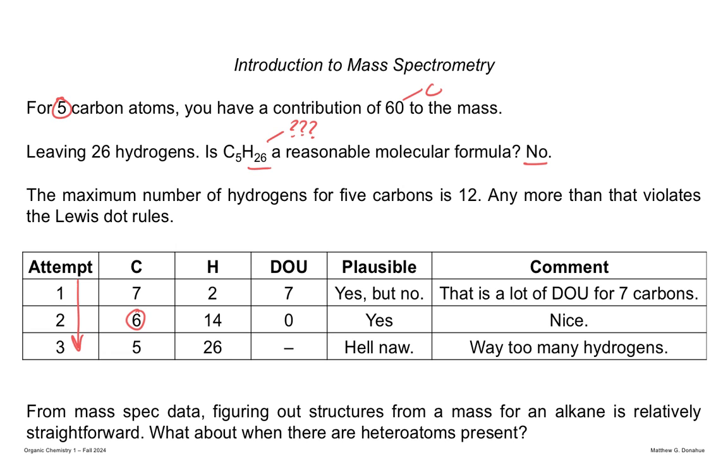But there's an issue about what if you have heteroatoms? Nitrogen, oxygen, halogens. How do we use mass spec to determine if they're there, or what diagnostic things can mass spec tell us if they're not there?